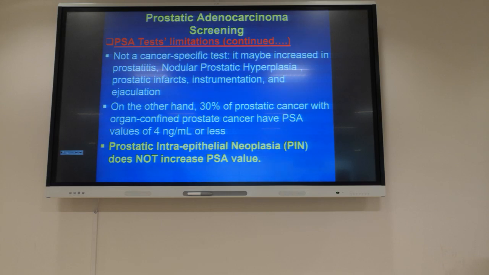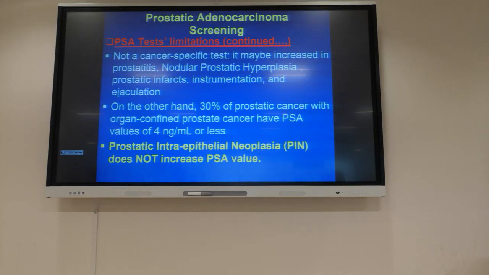So it is increased. I have you for 2 hours, right? Yeah. So it is increased in all different diseases that will affect the prostate, including prostatitis, infections, NPH, nodular prostatic hyperplasia, infarcts, instrumentation, and ejaculation. So there is a long list of variables that could affect the level of the PSA.